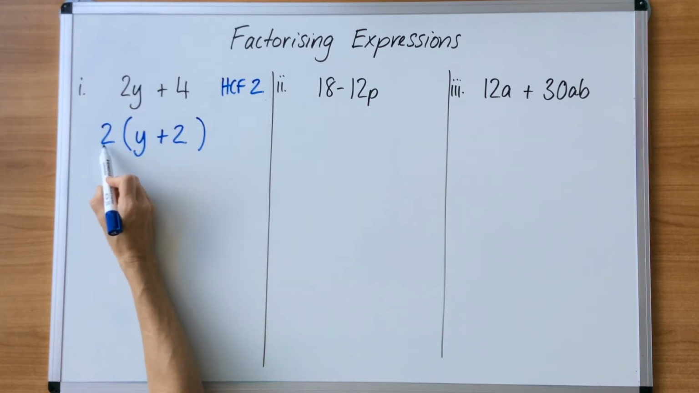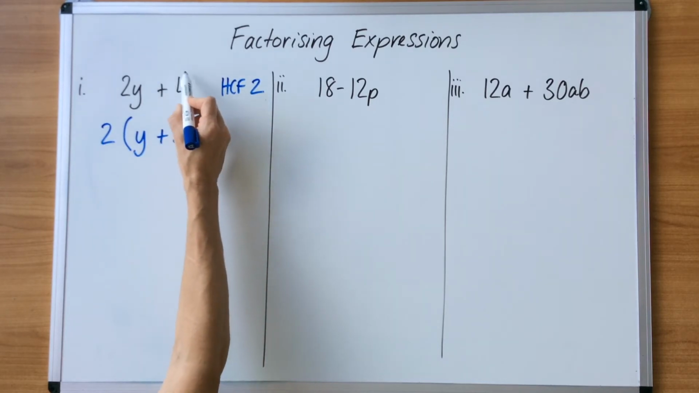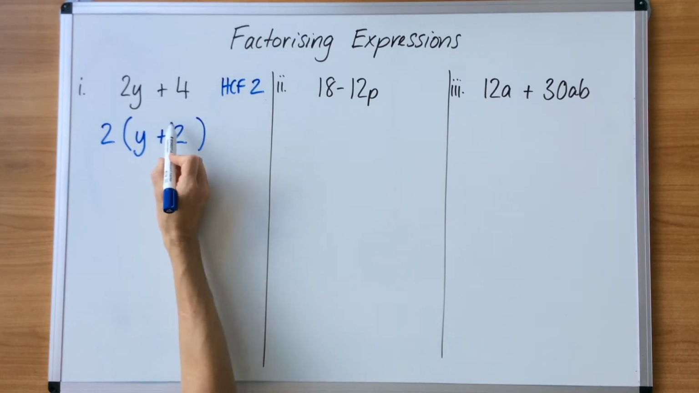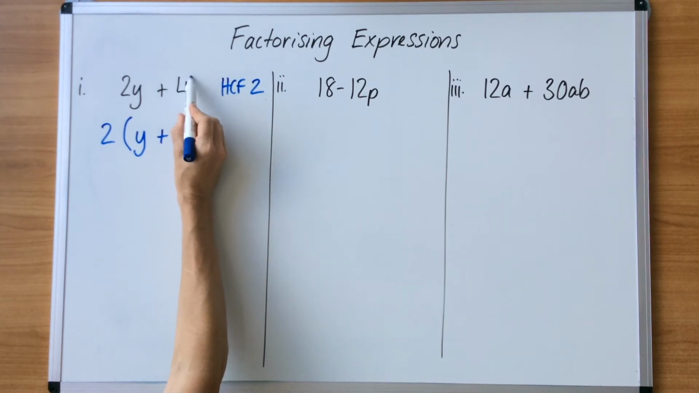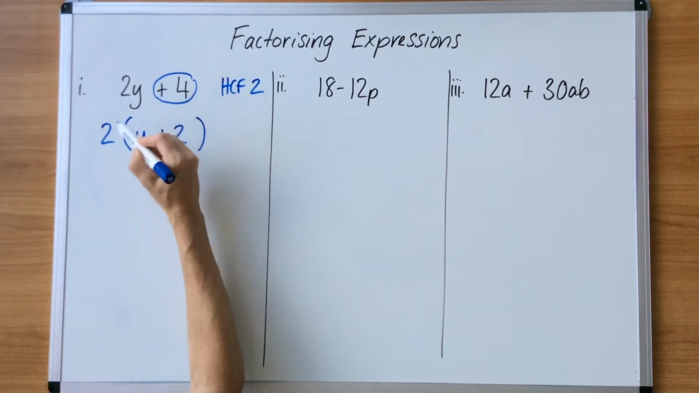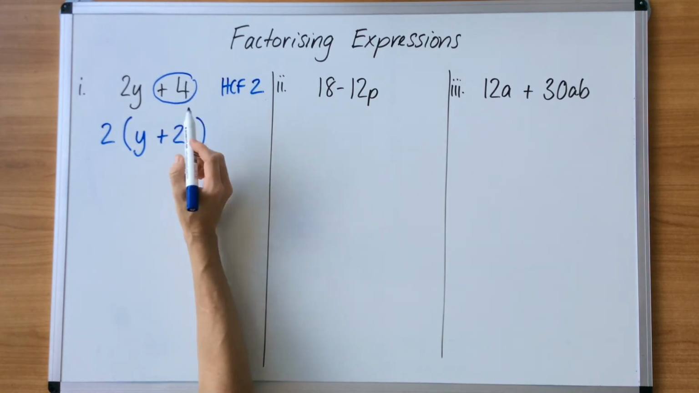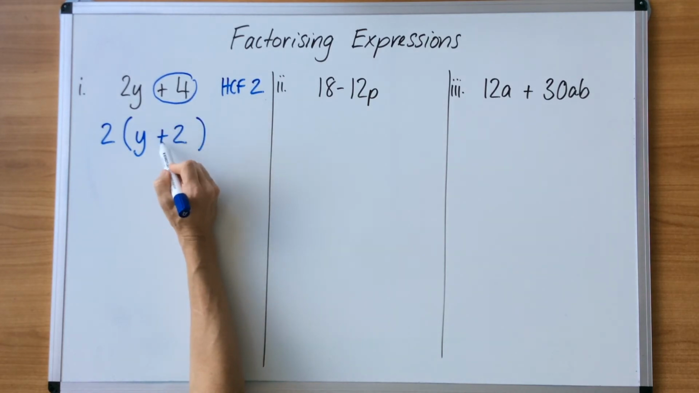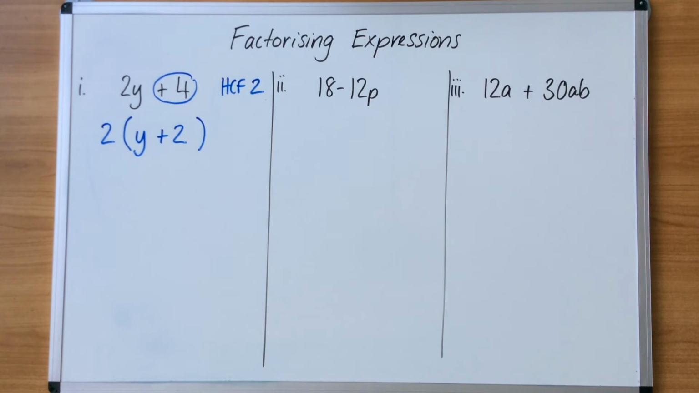The same thing goes with this one here. What have I got to do to 2 to get to a positive 4? And you place the answer in here. Now, remember, this addition symbol here is owned by the 4. So you must consider that when you are multiplying what gives you this answer. So because it's a positive 2, I must put plus 2 there. So the answer is 2 bracket y plus 2 bracket.